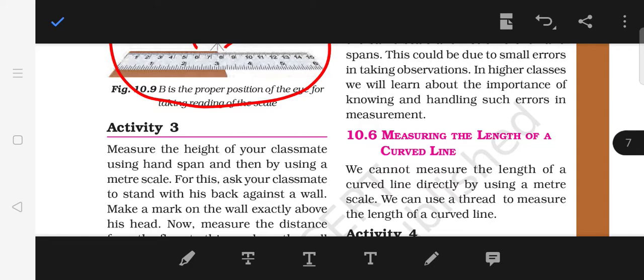So if you want to measure something through a scale, you should follow these 3 steps. Number 1, fix the scale with the object. Number 2, start reading from 0. If the 0 mark is not there, start from any one number, then subtract that number from the last number. And third, do the measurement from the front side of the scale instead of the side.